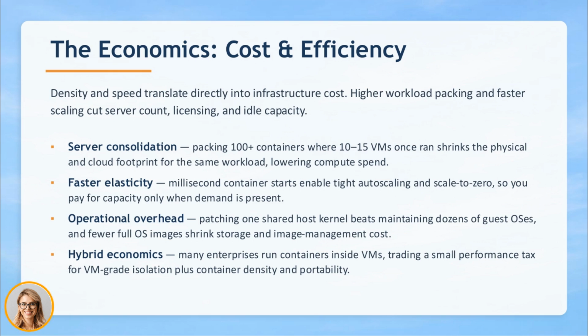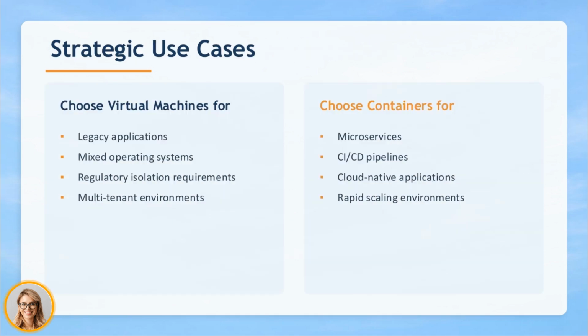optimal cost-effectiveness. When deciding between virtual machines and containers, consider the specific use case. Virtual machines are ideal for legacy applications, environments requiring mixed operating systems, strict regulatory isolation, and multi-tenant setups where strong separation is paramount. Conversely, containers excel where speed and density are critical, such as microservices architectures, CI/CD pipelines, cloud-native applications, and environments demanding rapid scaling. These are general guidelines, and the hybrid model often combines the strengths of both technologies for optimal results.